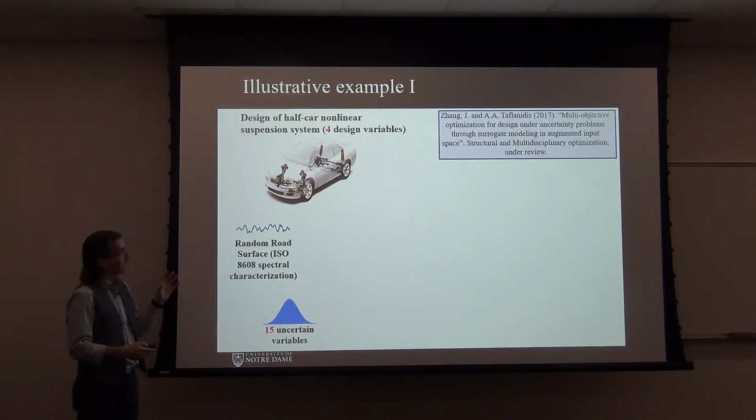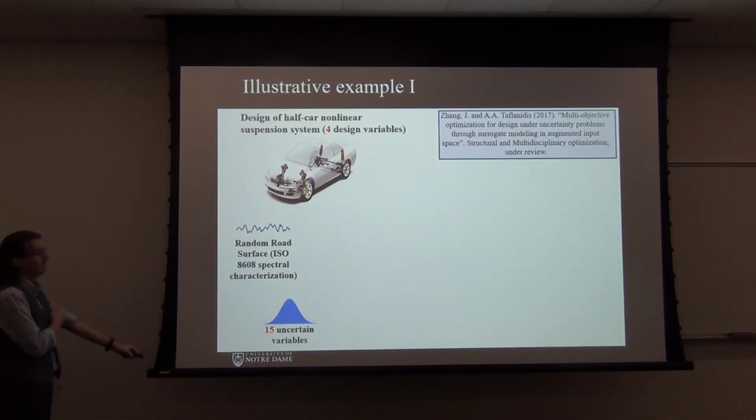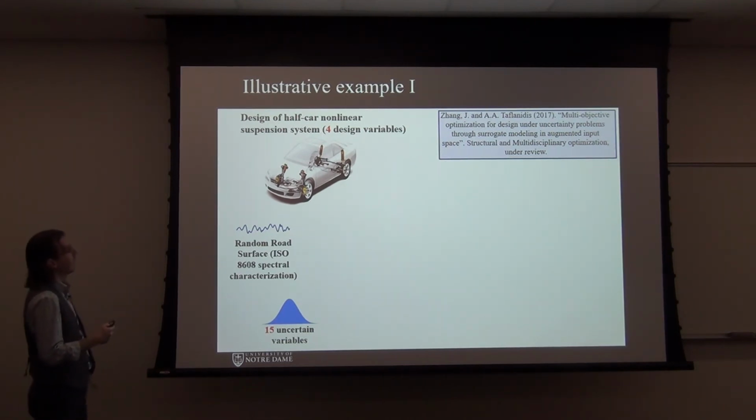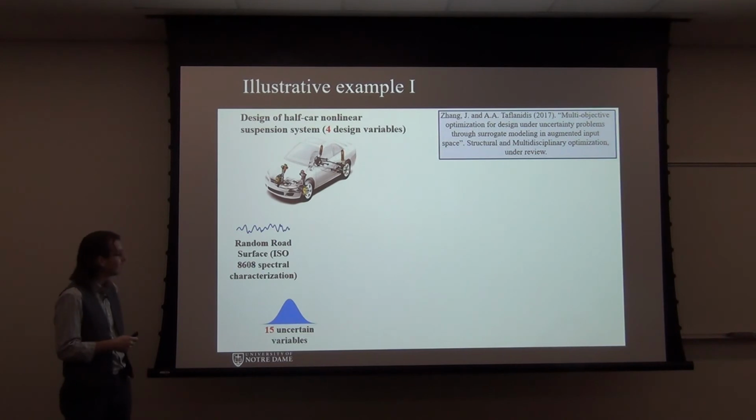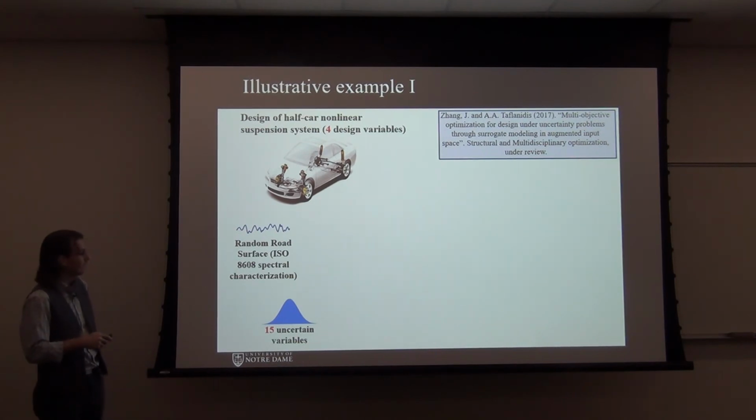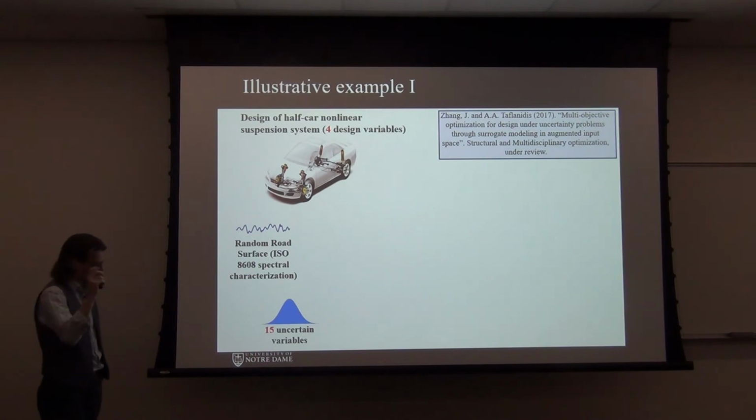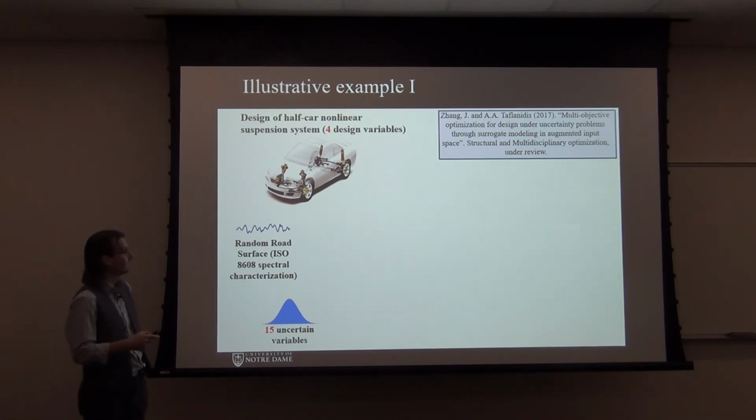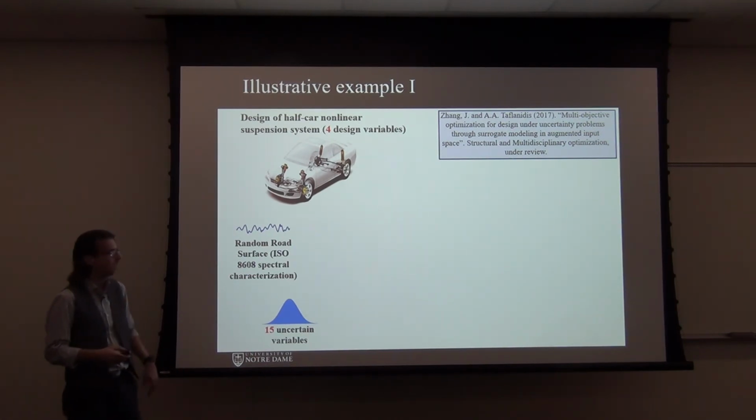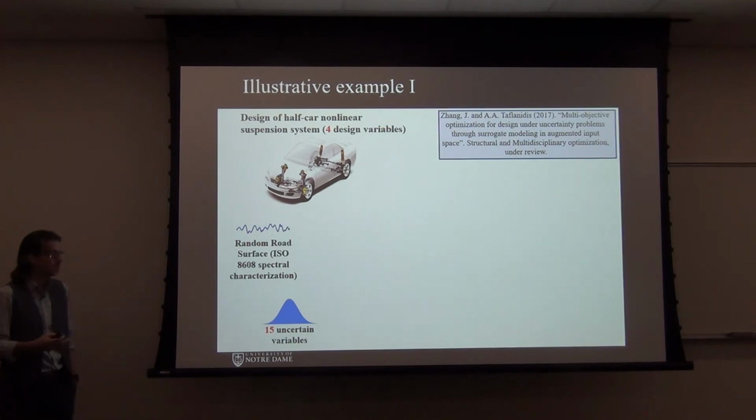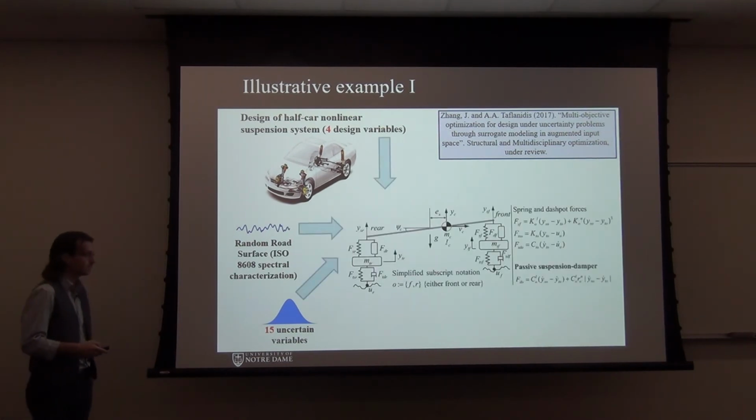As an example, let's look at the implementation of these ideas in the design of a half-car nonlinear suspension system. We are modeling the road as a stochastic process with an isospectral characterization. Overall, our model includes 15 uncertain variables. Pretty much every component of our model is treated as uncertain.